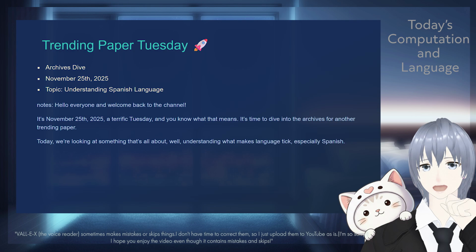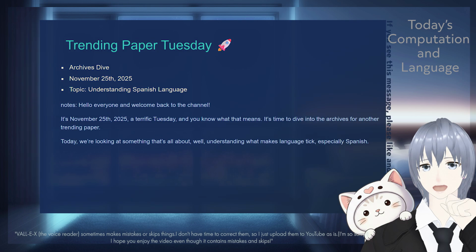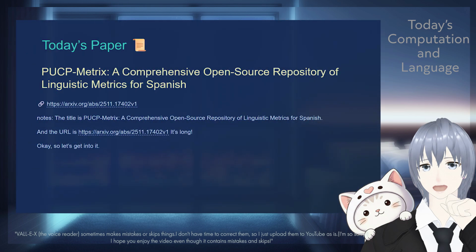It's time to dive into the archives for another training paper. Today, we're looking at something that's all about understanding what makes language tick, especially Spanish. The title is PUCP-Metrix, a comprehensive open source repository of linguistic metrics for Spanish.